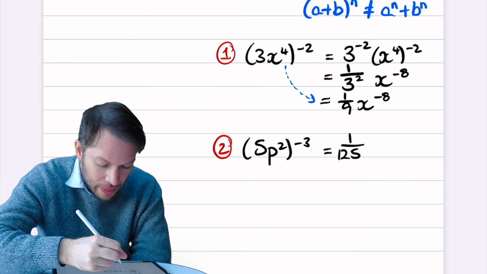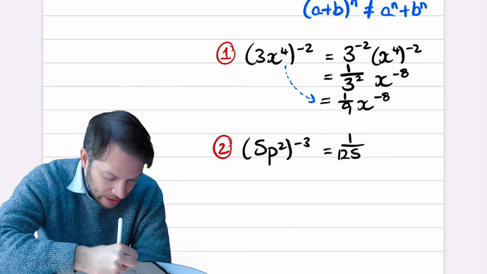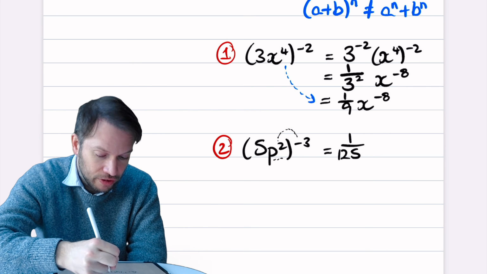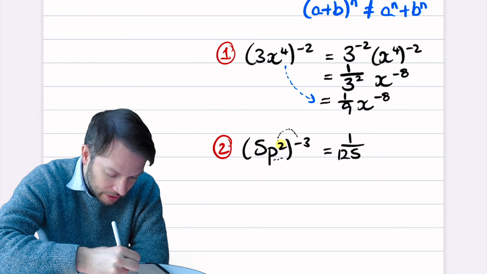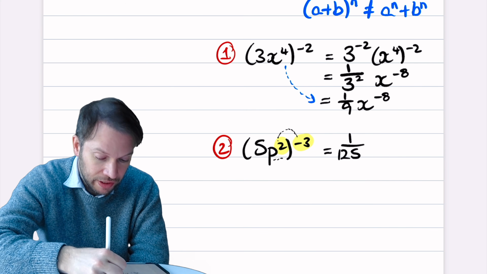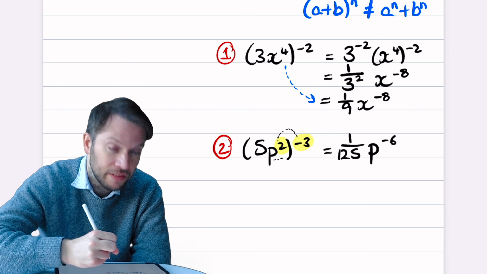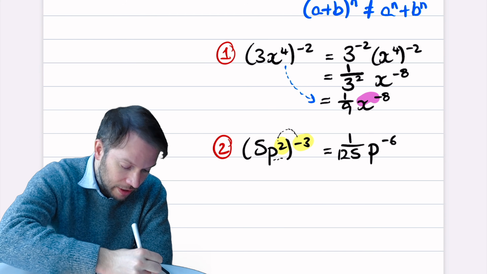Yep. And then you've got this p squared here to the power of -3. You've got a power raised to a power. So you multiply these indices together. 2 times -3 is -6. So it's going to be p to the power of -6. And that is the final answer in each case.